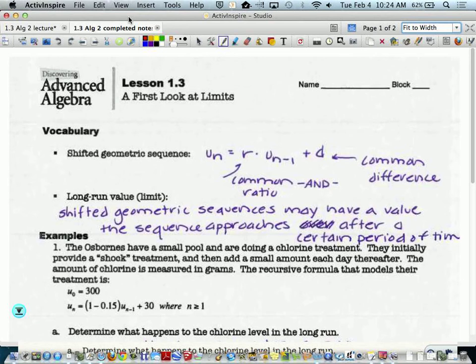Also in this section we need to know how to find a long run value, which is the limit. You really study limits when you get into calculus, so this is laying a building block back in Algebra 2 already for limits. So a shifted geometric sequence will eventually level off at a certain value. So we're going to take a look at that also today.